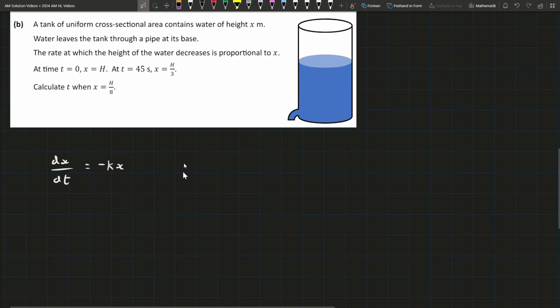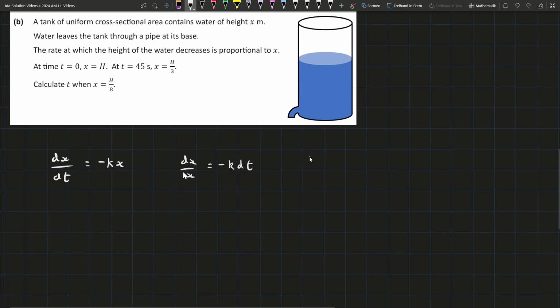So we can just solve this now. We'll get dx over x equals minus k dt. So then we do the integral of 1 over x dx equals minus k, which is a constant, we can take it out, times the integral of dt.